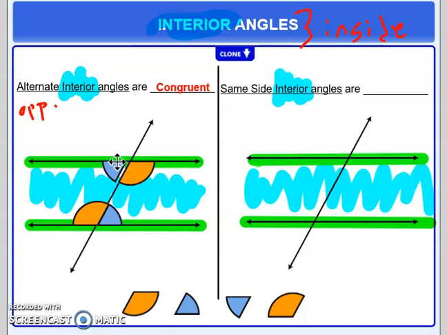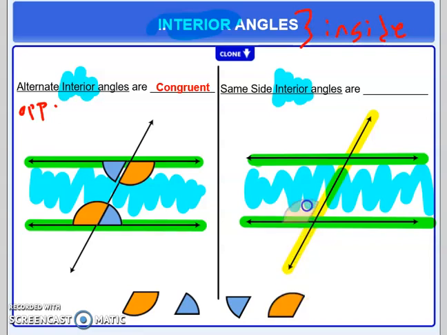Well, over on the right-hand side, we're looking for same side interior angles. So it's going to be on the same side of the transversal. So if I highlight the transversal for us real quick, we need angles that are going to be on the same side together, but also inside the parallel lines.